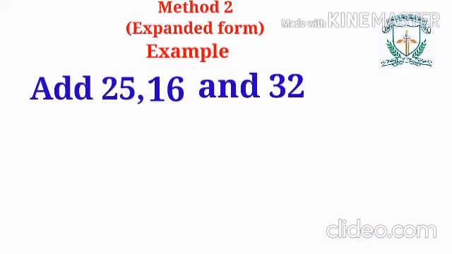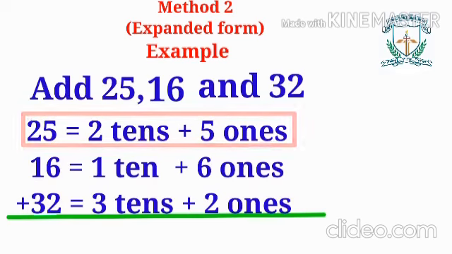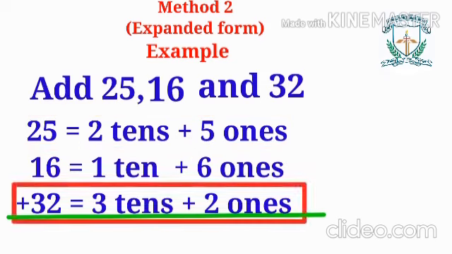Next, let's see method 2. In this method, first we are writing each number, that is 25, 16 and 32, in tens and ones or in expanded form, like this. 25 is equal to 2 tens plus 5 ones. 16 is equal to 1 ten plus 6 ones, and 32 is equal to 3 tens plus 2 ones.